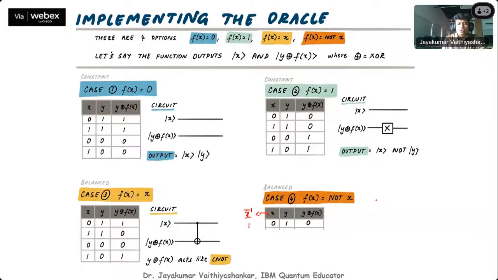Okay. So what is the value of y? 1. What is the value of y? 1, XOR of f of x. What is the f of x? 0. But what is the not x? 1. So 1 XOR 1, you will get 0. Are you able to get the logic? So do like that for the remaining cases.